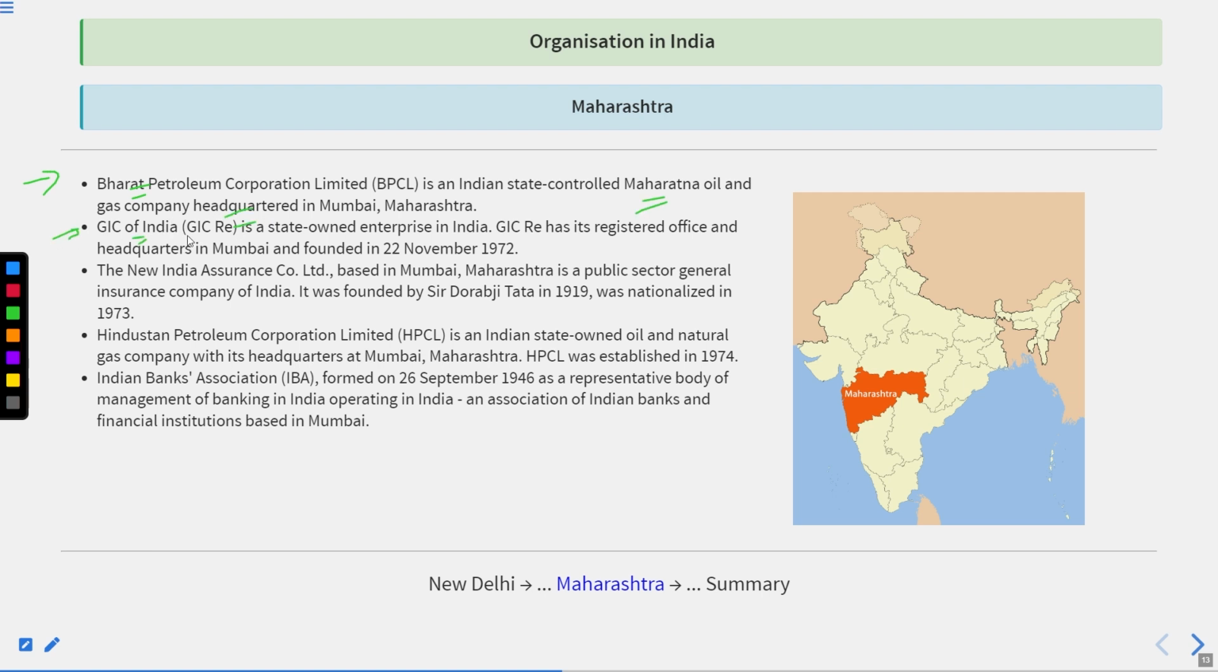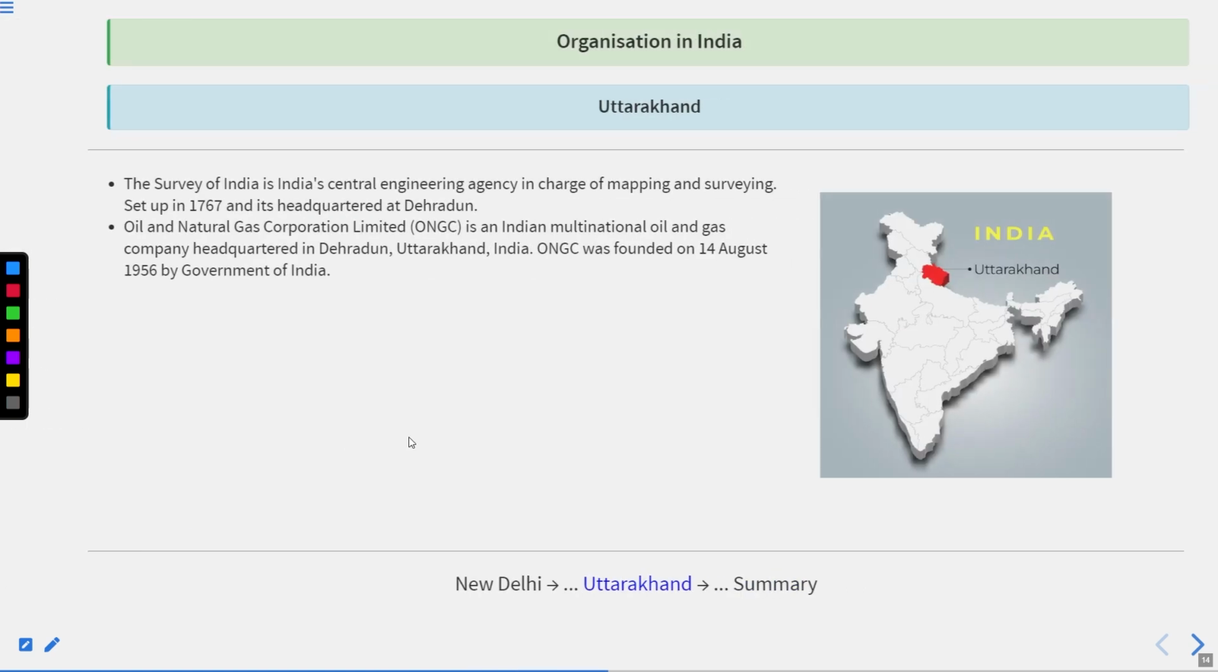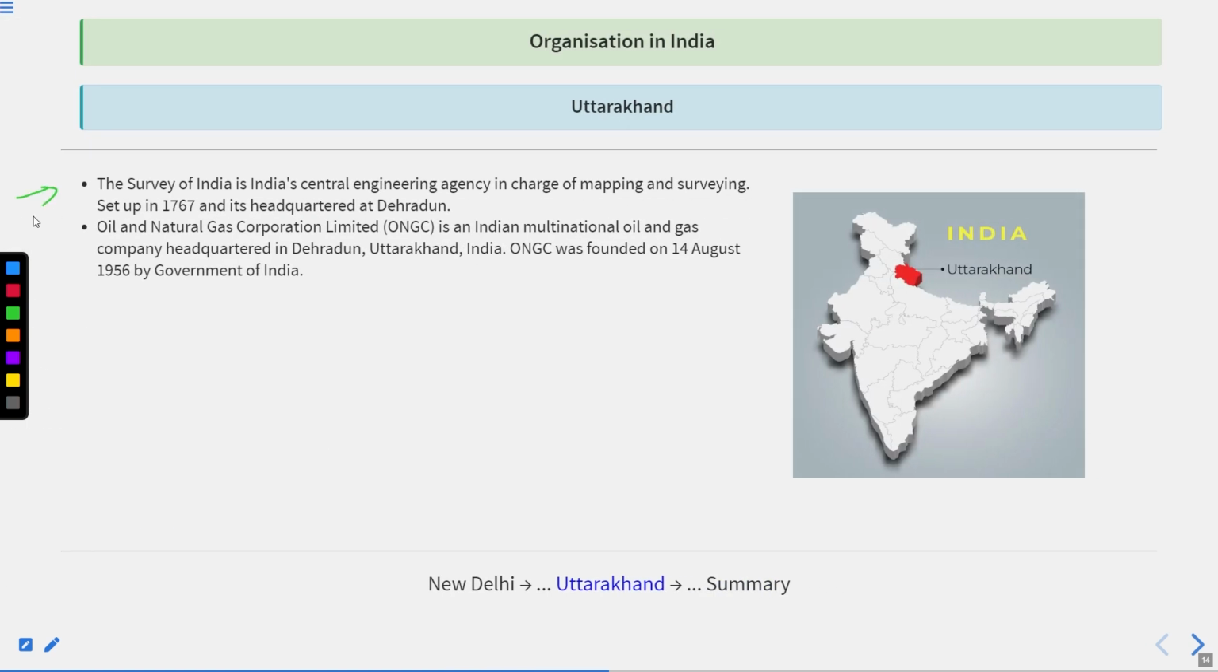GIC, a state-owned enterprise. GIC Re has its registered office and headquarters in Mumbai and was founded on 22 November 1972. New India Assurance Co. Limited, Mumbai, was founded by Sir Dorabji Tata in 1919 and nationalized in 1973. Hindustan Petroleum Corporation Limited, an Indian state-owned oil and natural gas company, has its headquarters in Mumbai, Maharashtra, and was established in 1974. The Indian Banks' Association was established on 26 September 1946 as the representative body of the management of banking in India, and it is based in Mumbai.